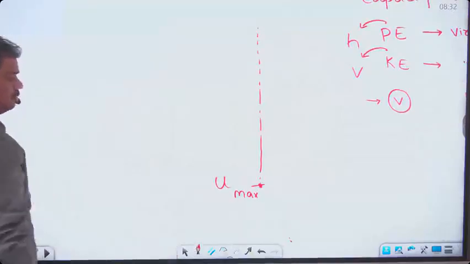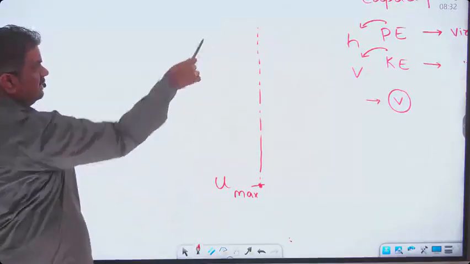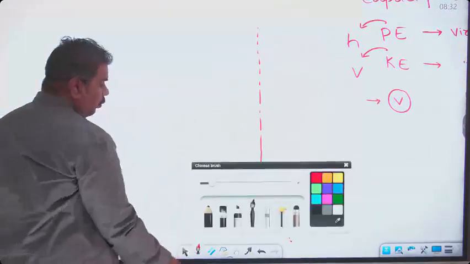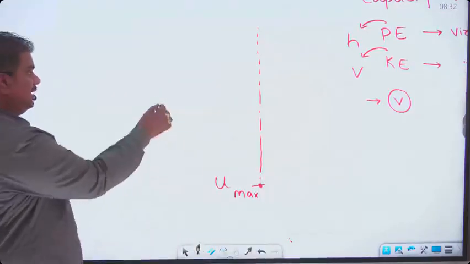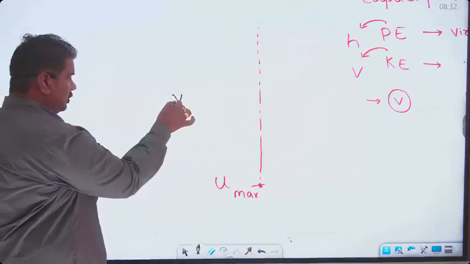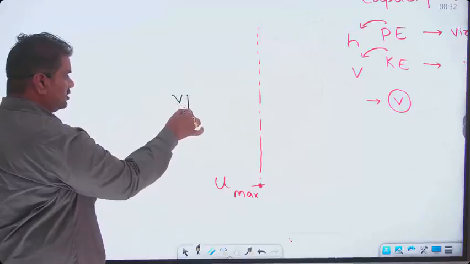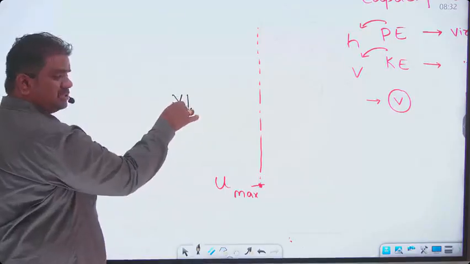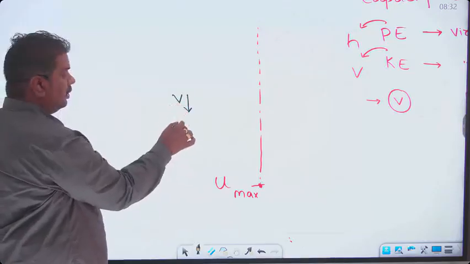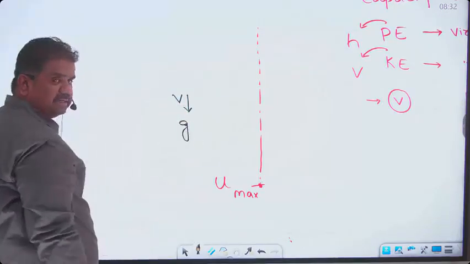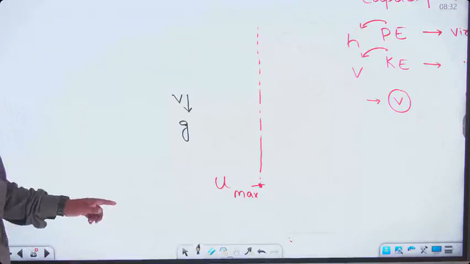Now this object, when it is slowly rising upwards, what happens to velocity first? Velocity will increase or decrease. So when the object is moving upwards, velocity will decrease. Why is the velocity decreasing? Because of one thing which you are calling gravity. Gravity మూలంగా velocity decrease అవుతూ వస్తుంది.